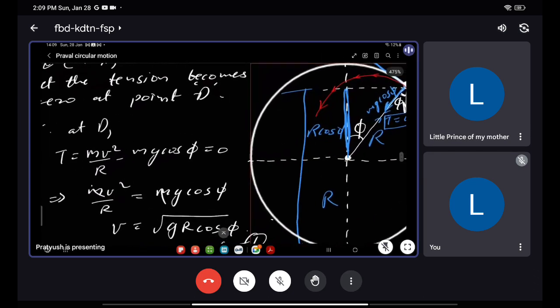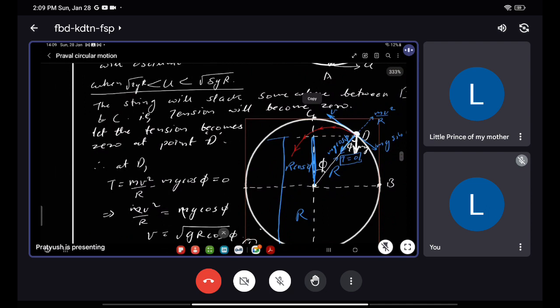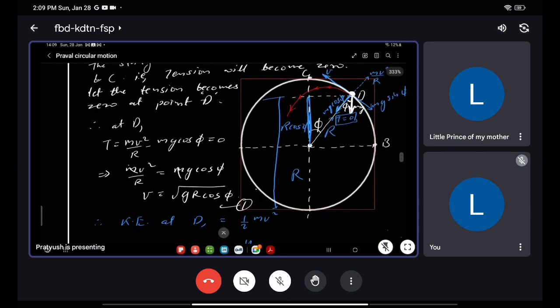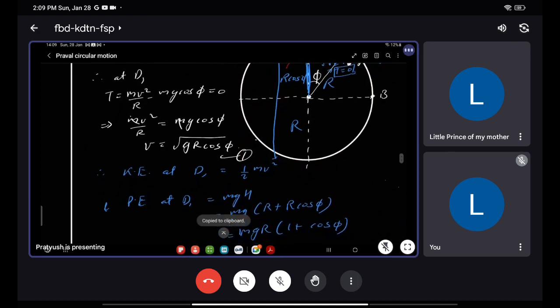Now the string will slack somewhere between B and C. Tension will become zero. So we are assuming the tension is becoming zero at point D. Therefore, at point D, what will be the tension? mv square by r minus mg cos phi equal to 0. Both of them are equal, meaning velocity is under root of gr cos phi. Therefore, kinetic energy at point D will be half mv square, and potential energy at point D is mgh.